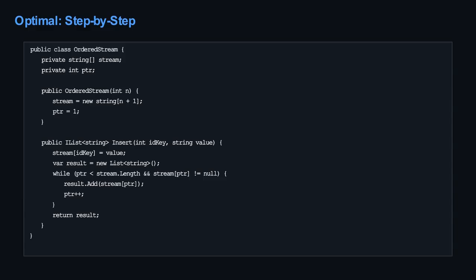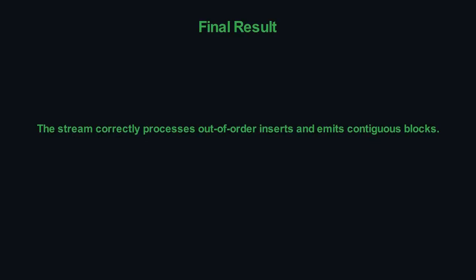Inserting ID 2 with BBBBB fills index 2. Now stream 2 is BBBBB, so we add it and increment the pointer to 3. Stream 3 is CCCCC, so we add it and increment the pointer to 4. Stream 4 is null, so the loop stops. We return BBBBB, CCCCC. Eventually, after all inserts, the array will be fully populated.